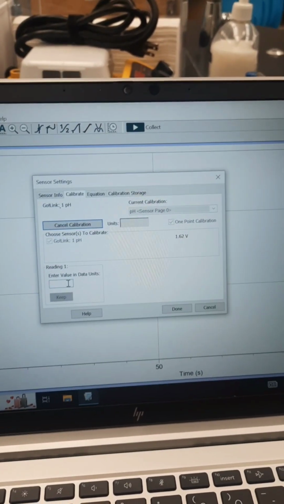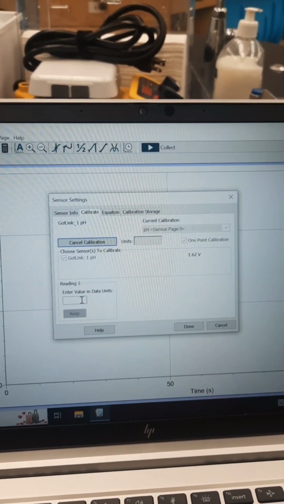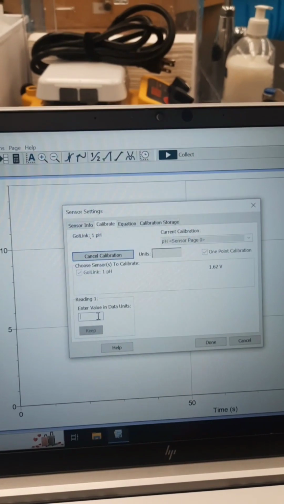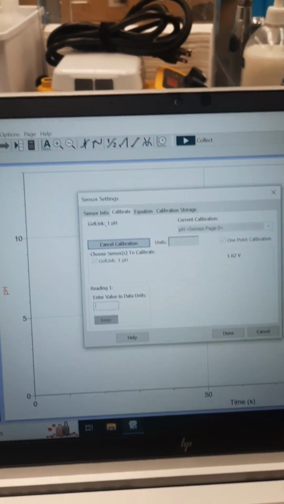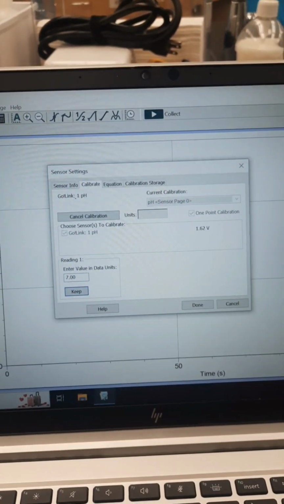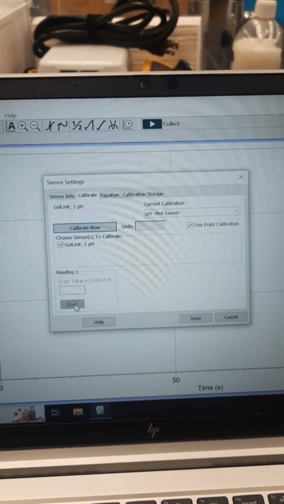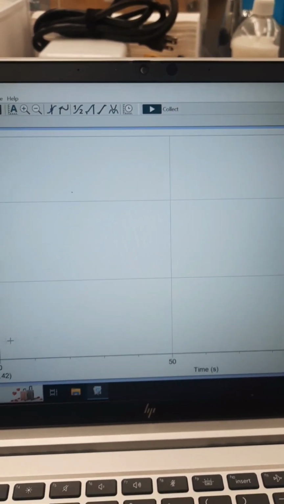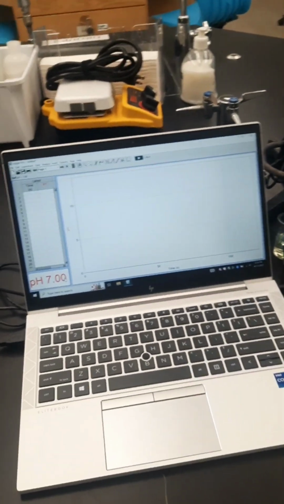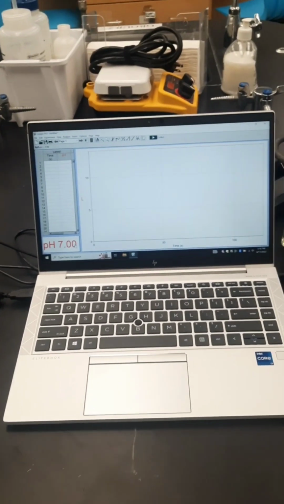Enter the value in the data units. We have started with a pH 7.00. Click keep. Hit done. You may have to do this several times during the experiment, but once should be enough as long as you don't shut down the computer.